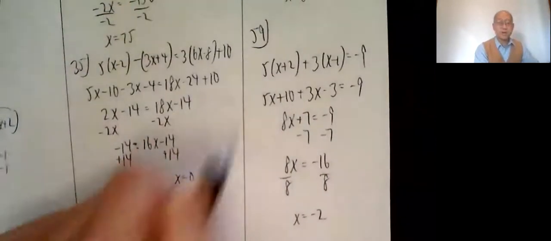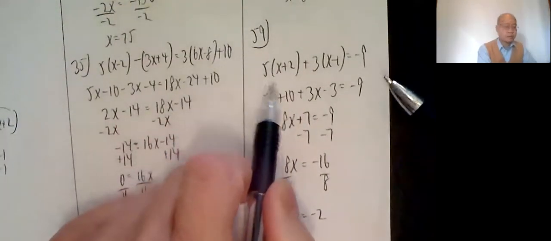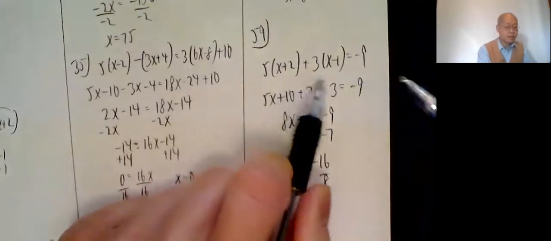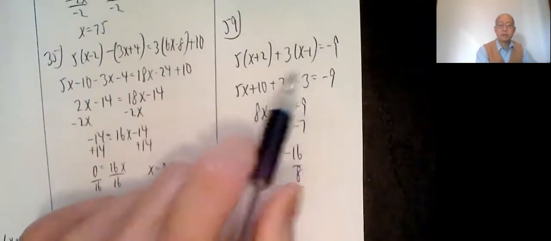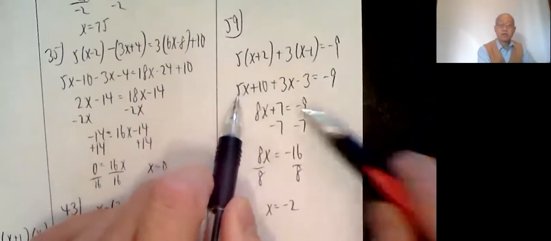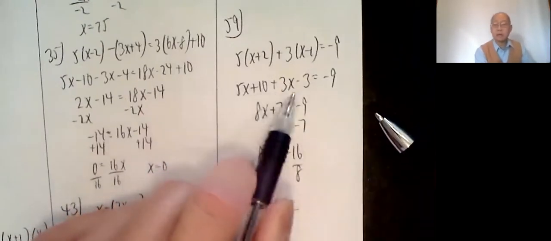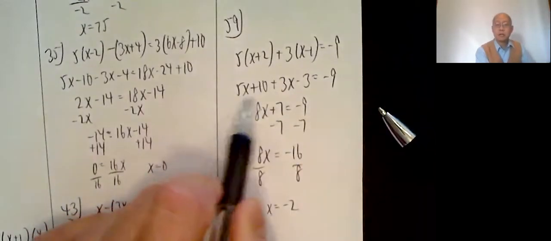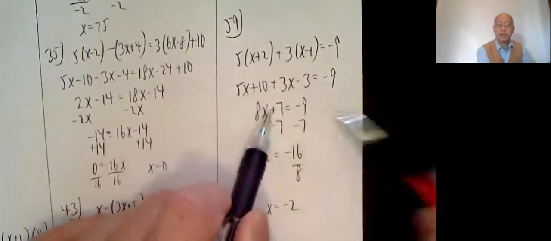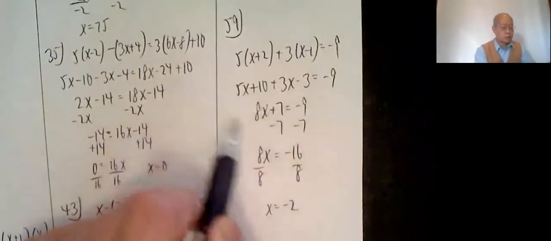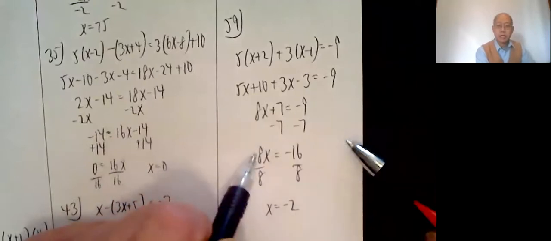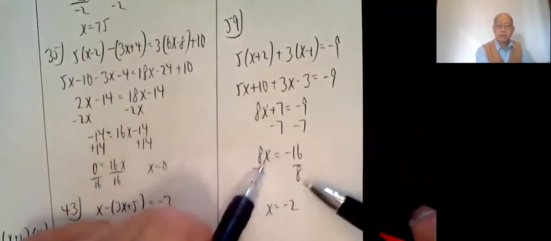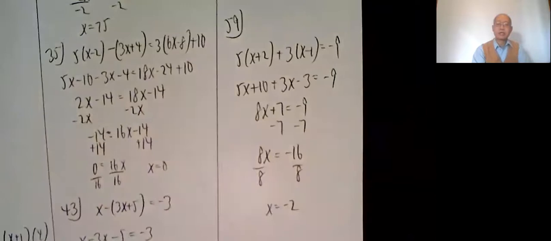And finally, number 59, 5 times x plus 2 plus 3 times x minus 1 equals a negative 9. Distribute: 5x plus 10 plus 3x minus 3 is equal to negative 9. Gather like terms, 8x minus 7 equals negative 9. Subtract 7 on both sides, 8x equals negative 16. Divide by 8, x is equal to negative 2.